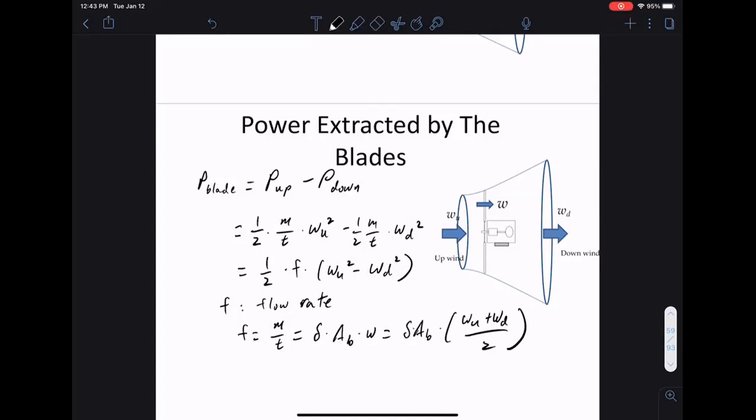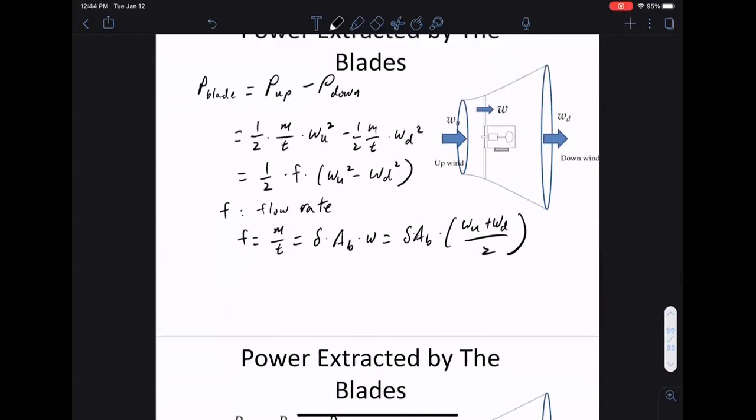Then all the numbers depend on the upwind speed and the downwind speed. So the flow rate depends on WU and WD, and the power of the blade also depends on WU and WD. So we want to collect all these terms together and see if something interesting happens.